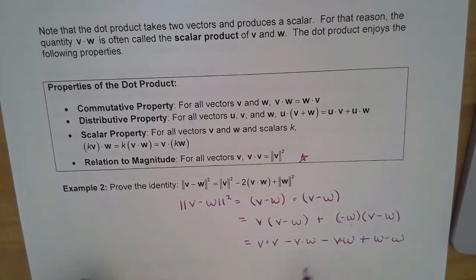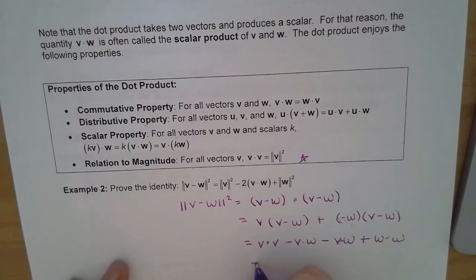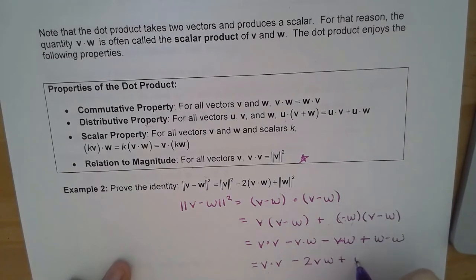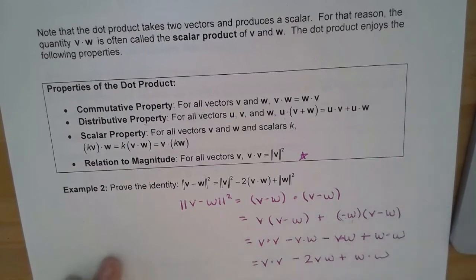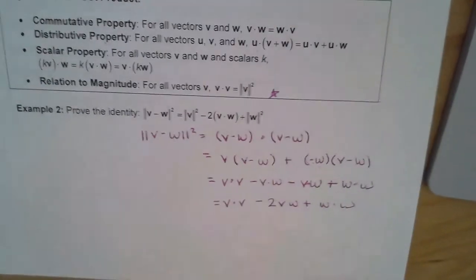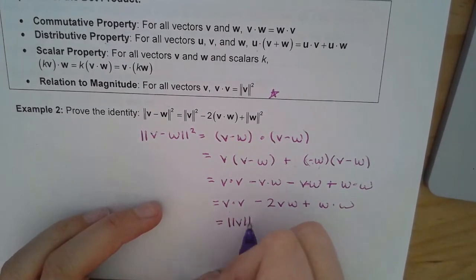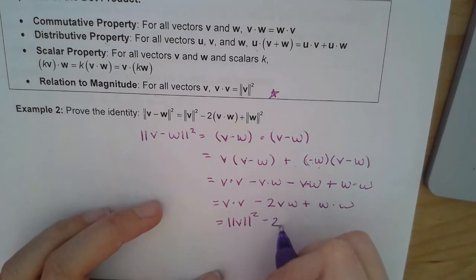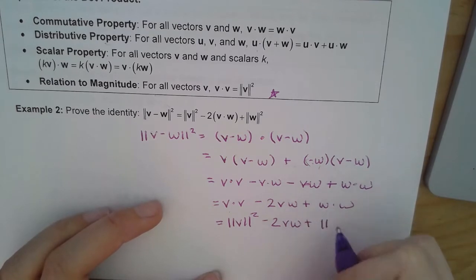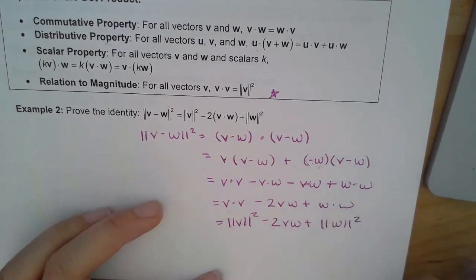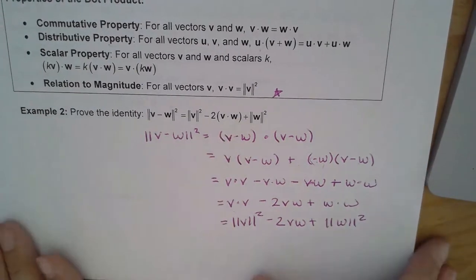Alright, well, as you can see, how many of these do we have? Well, we have v times v minus 2 v times w plus w times w. And what do you know? We can now use the relation to magnitude again with those vectors multiplying by themselves, and we end up with magnitude v squared minus 2 v dot w plus magnitude w squared. And we just proved it. It's the same. Okay.